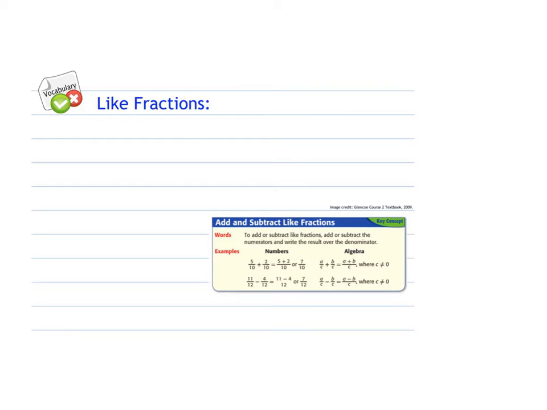So there's lots of different types of fractions, but we have like fractions and unlike fractions. So like fractions means that they have the same denominator. So this would be a good word and a good definition to write down with a couple of examples.